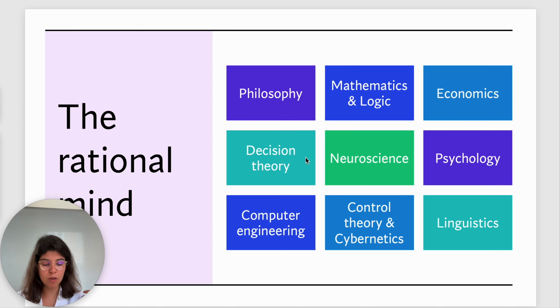rationality. In the textbook, what is rationality? It has to do with doing the right thing. What does this mean exactly, doing the right thing? On your screen, you see all these different fields that have dealt with this question. What is the right thing? What does it mean to be rational? What's the rational mind? And you see all these fields that have tackled this question, starting with philosophy.